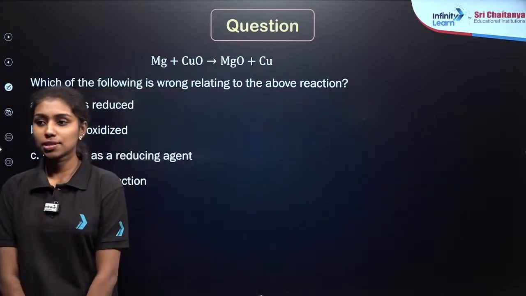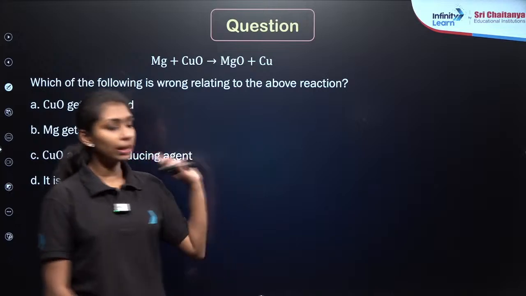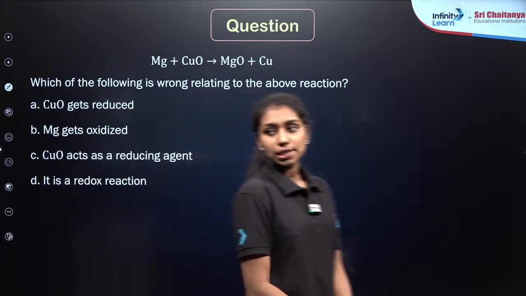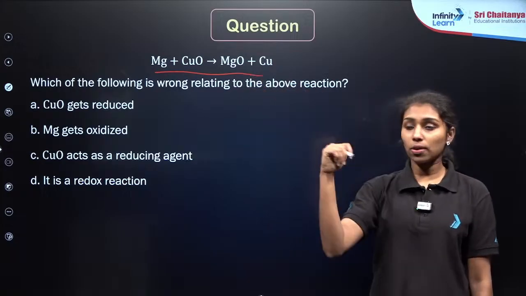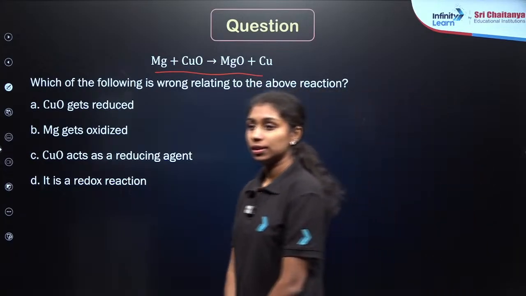Okay, I will explain the oxidation number of ions after completing the question. Please give me the answer for this question. This is a particular reaction. Magnesium is reacting with copper oxide to form magnesium oxide and copper.